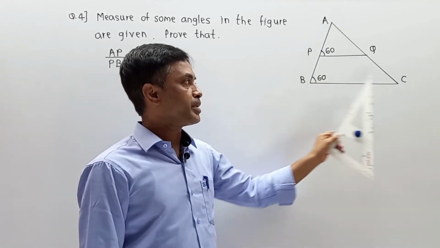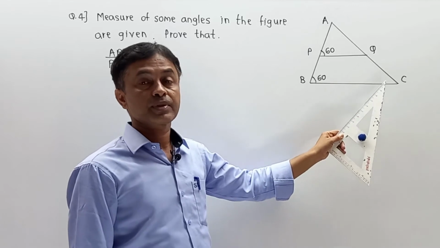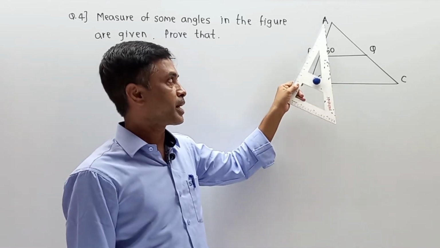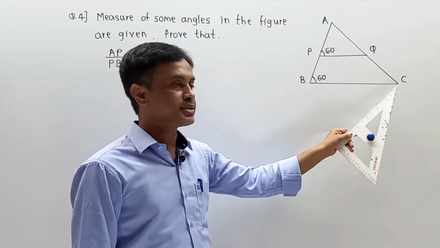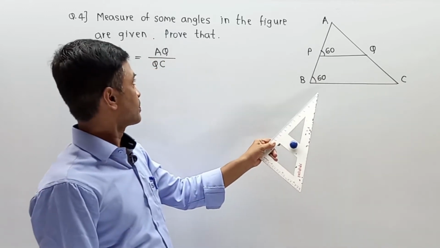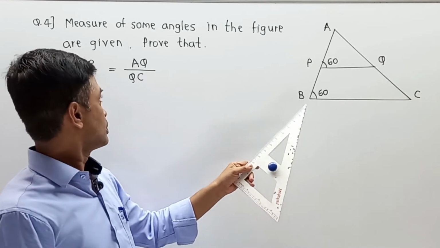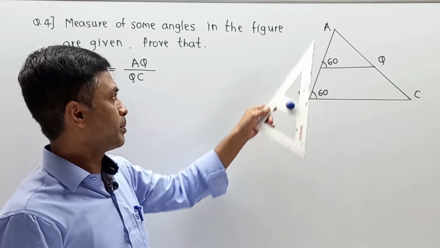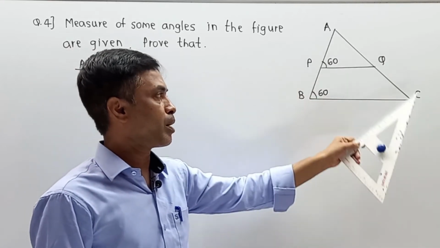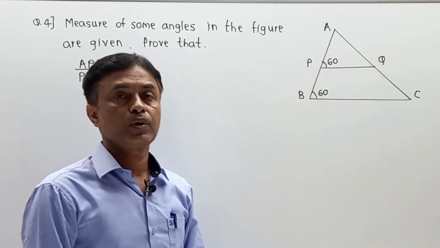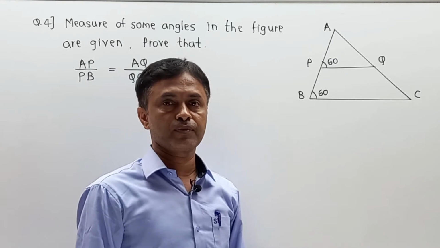In triangle ABC, some angles are given. Means they have given angle APQ, that is 60 degrees, as well as angle ABC, that is also 60 degrees. Then we have to prove that AP upon PB is equal to AQ upon QC. Now how to prove this part? Please try to understand first.